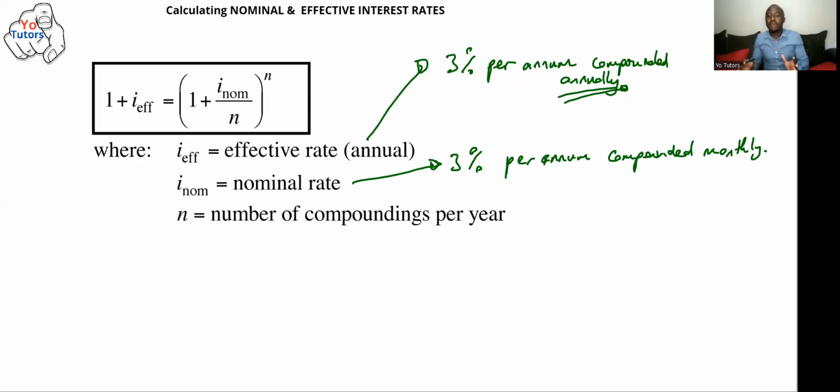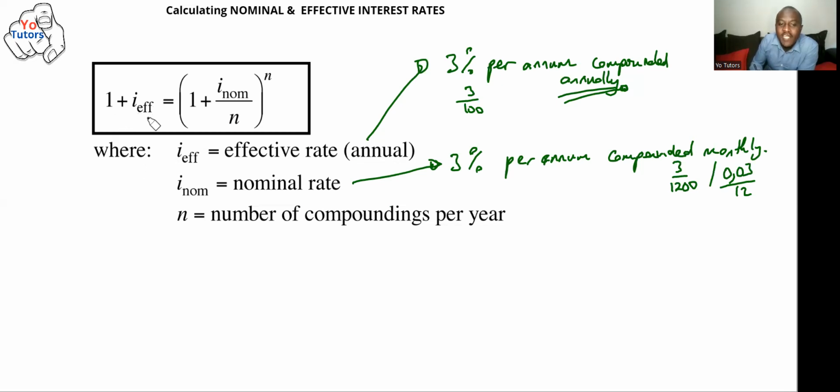So it's compounded monthly. And we know how we write this percentage for the effective rate: it's just going to be 3/100. But for the nominal rate here, it's not 3/100. Sorry, here it's going to be 3/1200, or we can put it as 0.03/12. But for the effective rate, we have just 3/100 because it's just a percentage in a year.